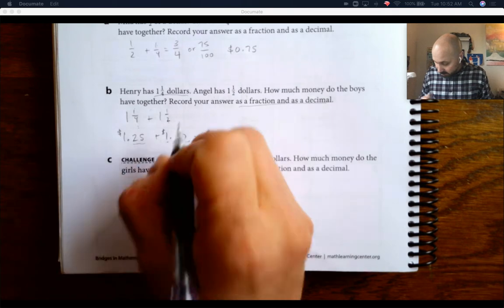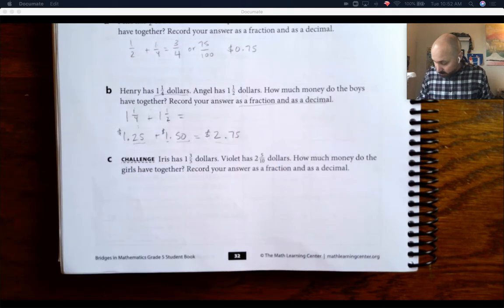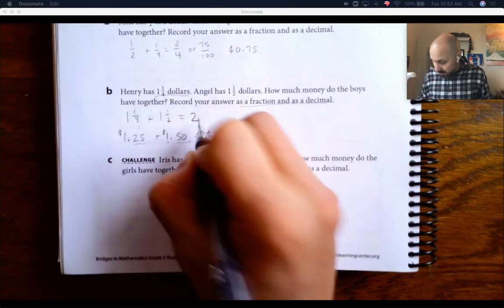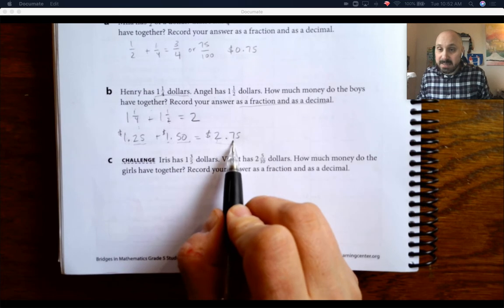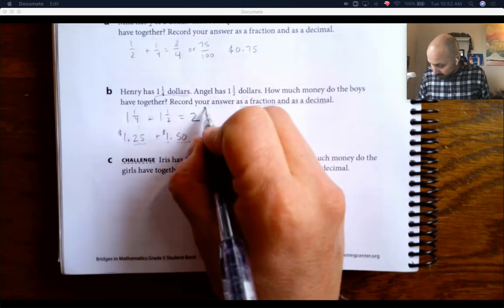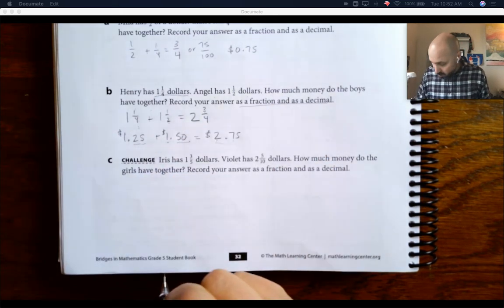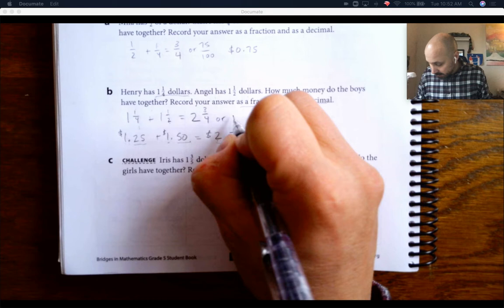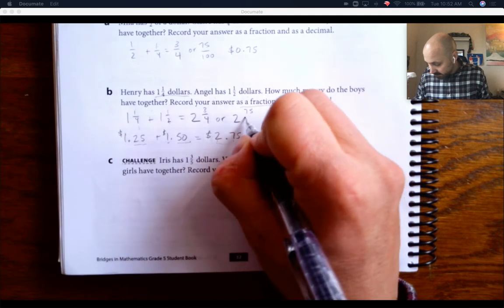How would I write that in fraction land? Well, I have two wholes, and I know that 75 cents is 3/4 of a dollar. 75 hundredths is 3/4 of a dollar. So I can write it as 2 3/4, or you got it, 2 75 hundredths.